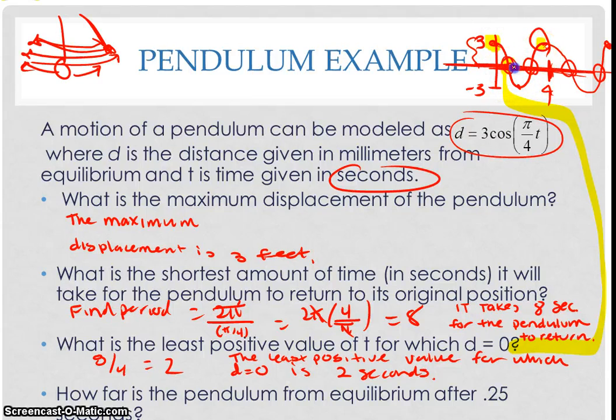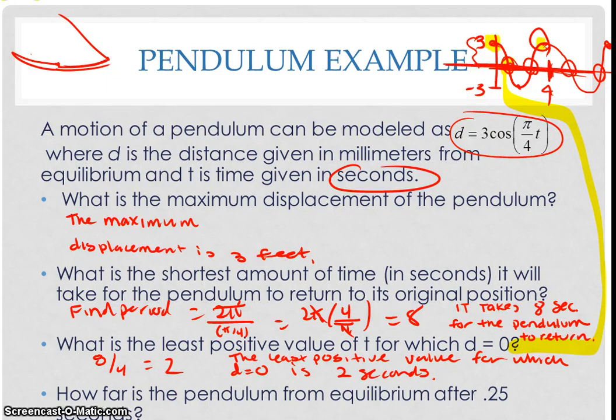Okay, so this is where it is at equilibrium. So if you take your pendulum and you model where it's at equilibrium, if it starts here, it's at equilibrium after 2 seconds. Then after 2 more seconds it's over there. Then after 2 more seconds it's back at equilibrium. Then 2 seconds later it's over there.